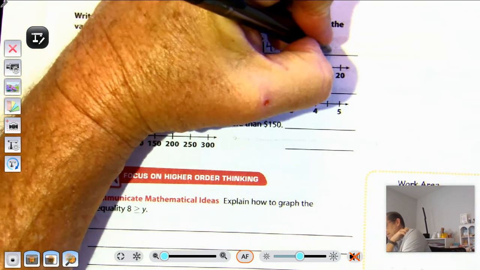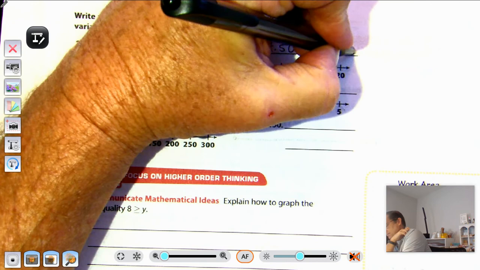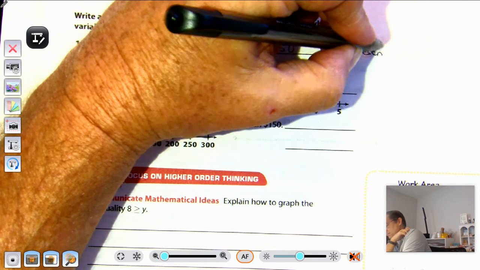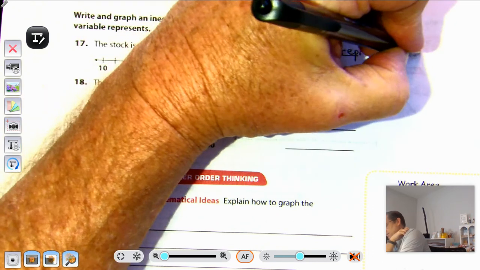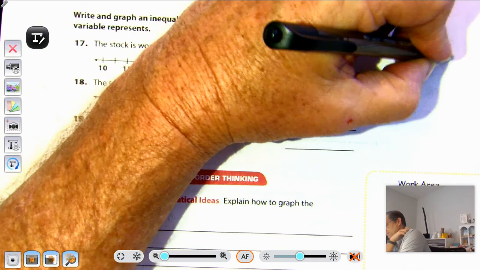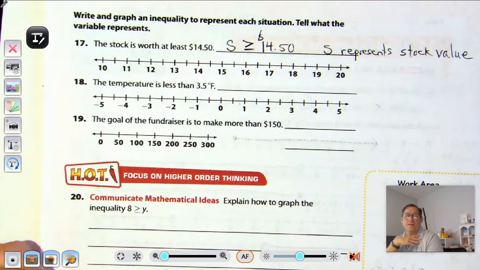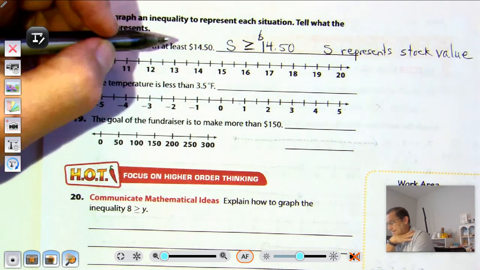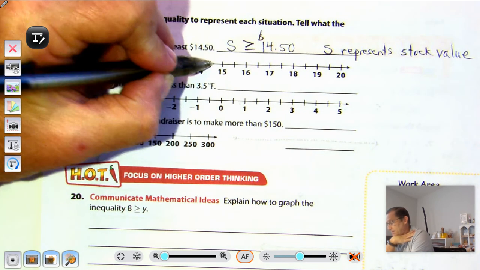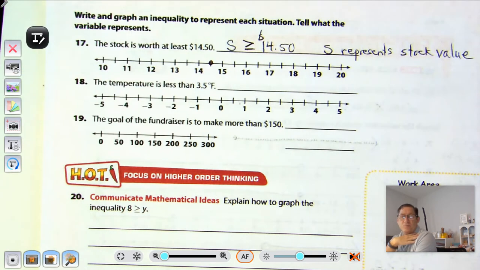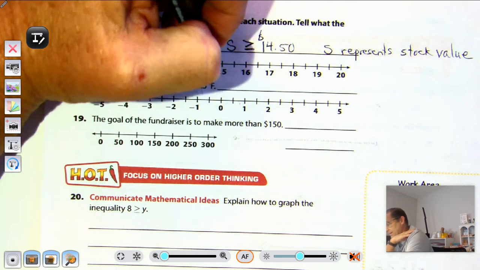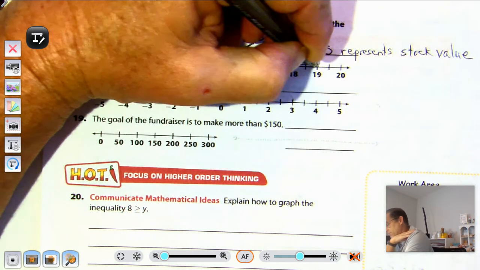Okay, so S represents stock value. So where's 14 and a half? It's right here. And 14 and a half would make it true, and everything to the right would make it true.